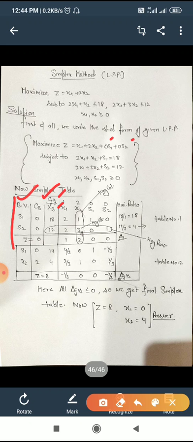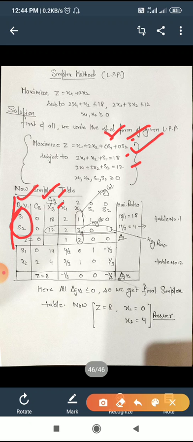In the CB column, the coefficient of S1 in the objective function is 0, and the S2 coefficient is also 0. So the CB column is filled by the coefficients of the basic variables in the objective function. In the XB column, the right hand side of each restriction: there are two restrictions, the first is 18 and the second one is 12.